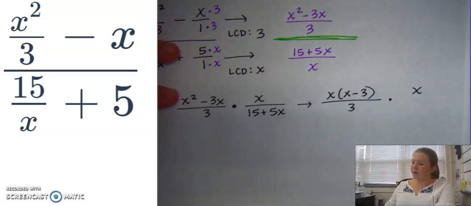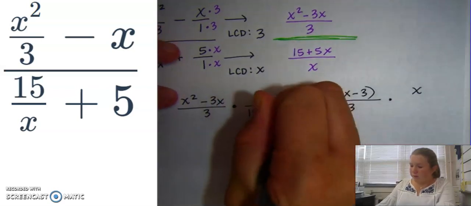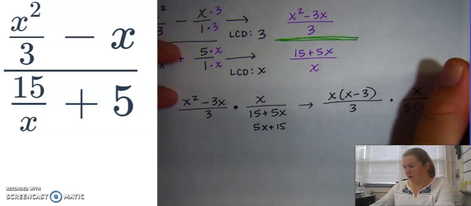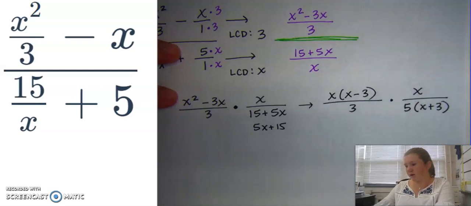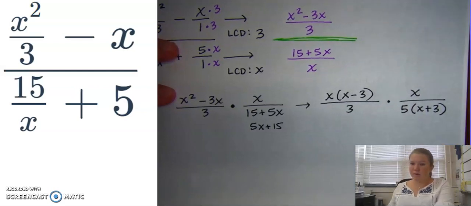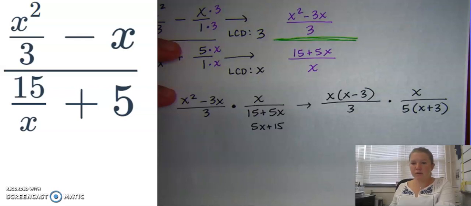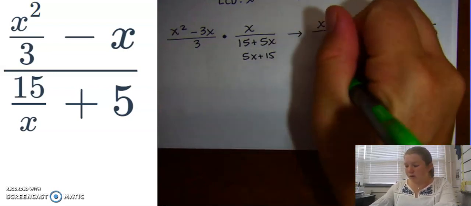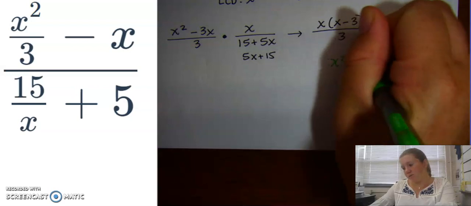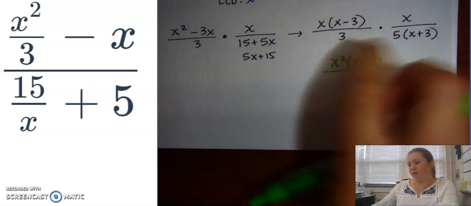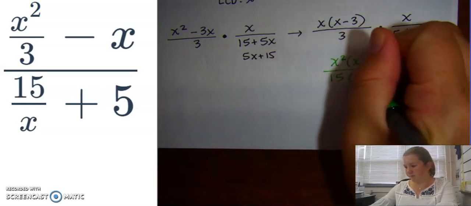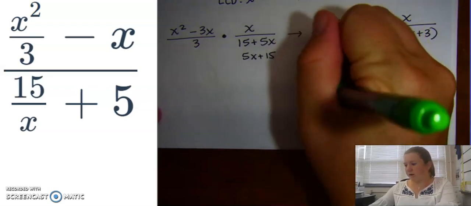Numerator, the second fraction, is going to stay x. And then the denominator, I'm going to rewrite that in standard form. So 5x plus 15, and then take out a GCF of 5. And we're left with x plus 3 inside the parentheses. All right, so at this point, it looks like there's nothing that will reduce. So we'll go ahead and just write this all in one fraction. We have x times x, which is x squared, x minus 3, and then 3 times 5 is 15 with an x plus 3. And that is our final answer.